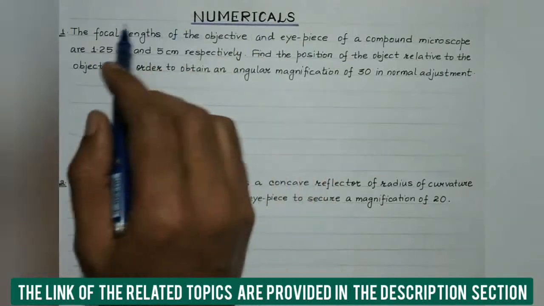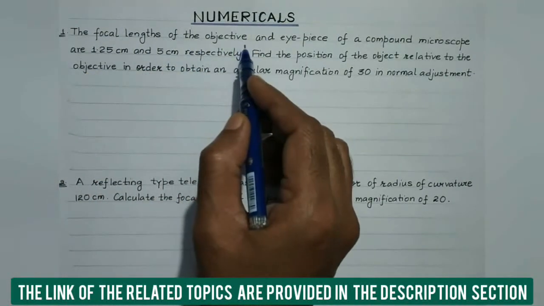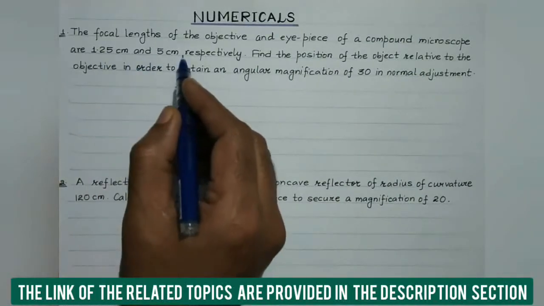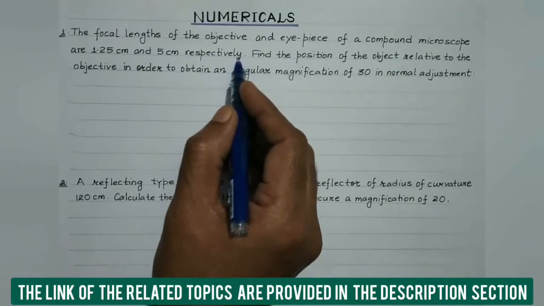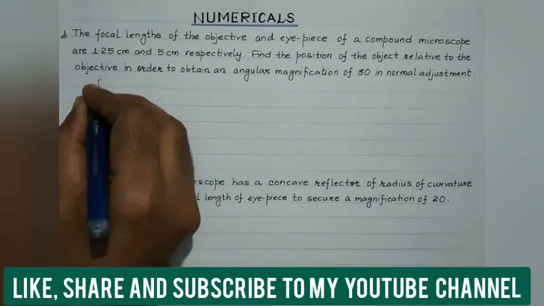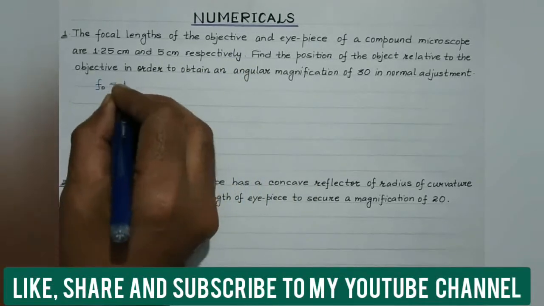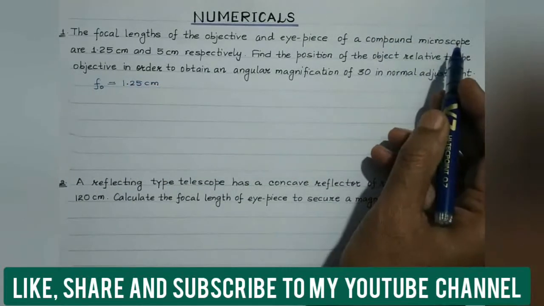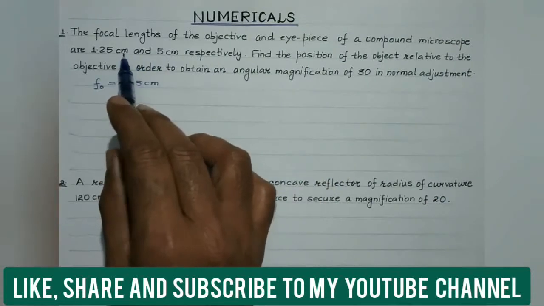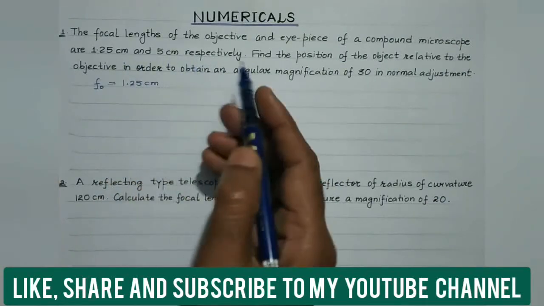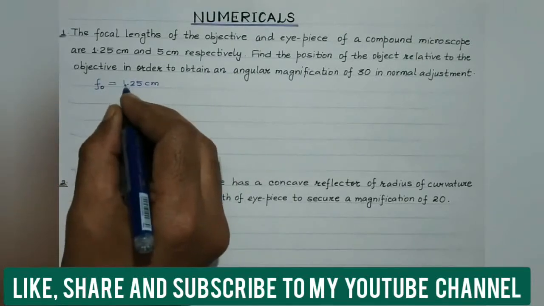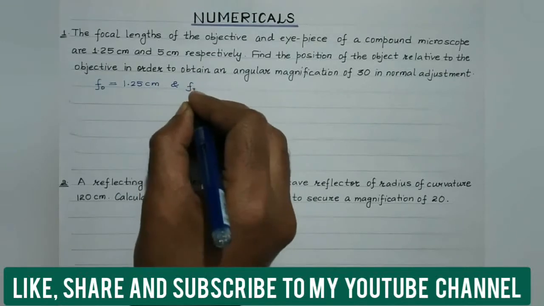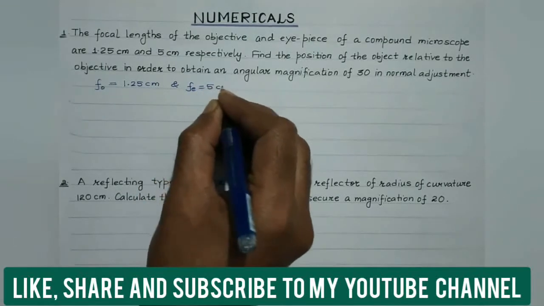The first numerical is: the focal length of the objective and the eyepiece of a compound microscope are 1.25 centimeter and 5 centimeter respectively, right? So, focal length of the objective is given to be 1.25 centimeter. Now students, we are aware in the case of a compound microscope, both the objective and the eye lens system are of converging nature. So, their focal length is positive, right? And the focal length of the eyepiece is given to be 5 centimeter.